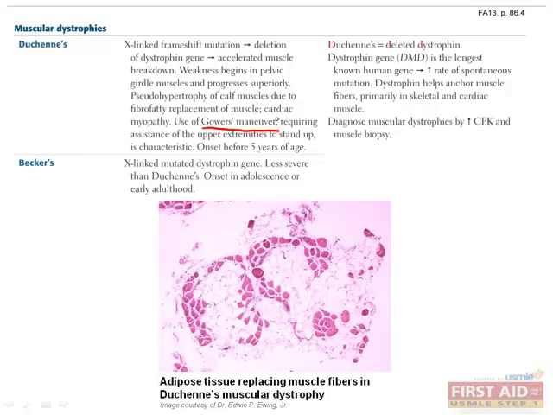Gower's maneuver can be used to diagnose muscular dystrophies, especially Duchenne's, since it's more serious. This is trying to stand up from a sitting position without using your arms, and the inability to do this is usually caused by muscular dystrophy. Diagnosis can also be made by looking for increased CPK, or creatine phosphokinase, in serum, or by doing a muscle biopsy to look for fibrofatty replacement, as in this image.